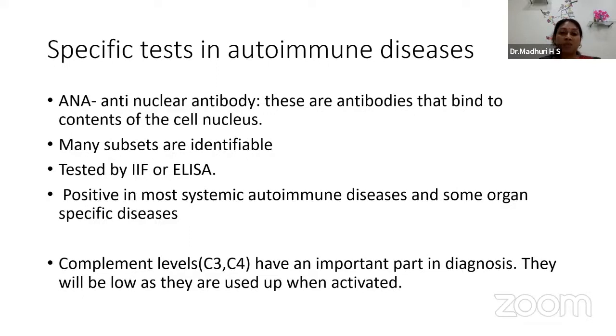There is another specific test called the complement level. So in some of the autoimmune diseases where complement activation is a part of the mechanism, the complements are all used up. So they will be low. That's called hypocomplementemia, and that is also an important investigation.